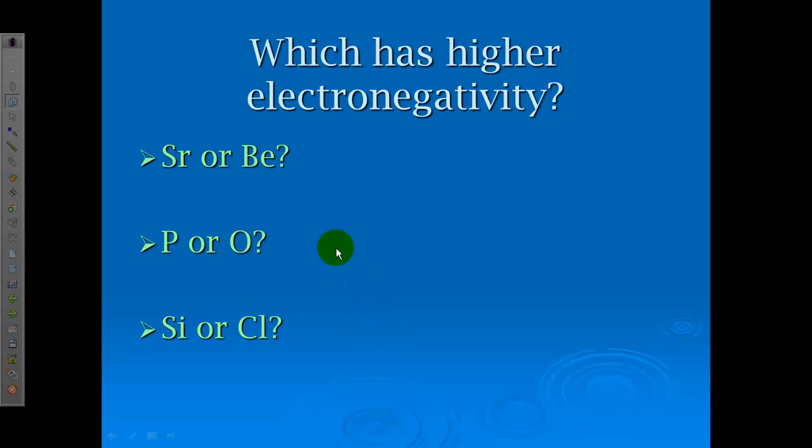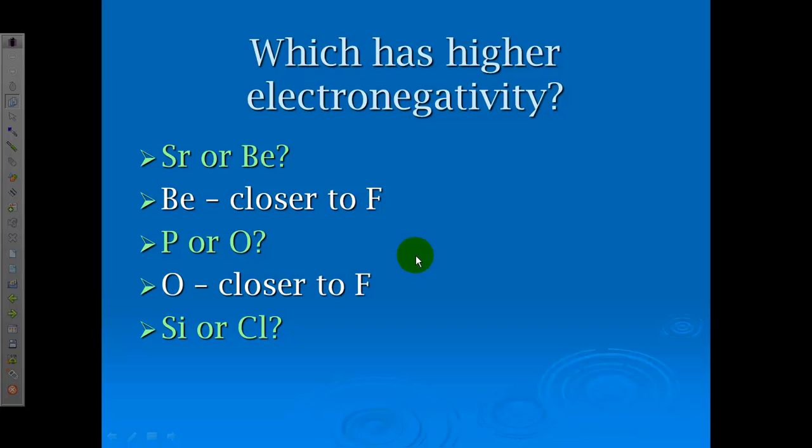All right, so if you look at your periodic table, strontium or beryllium, well, beryllium, it's closer to fluorine. Phosphorus or oxygen, well, oxygen's closer to fluorine, so it's going to have a higher electronegativity. Silicon or chlorine, and chlorine, again, because it's closer to fluorine. So now you've got it. These are your trends. Good luck.